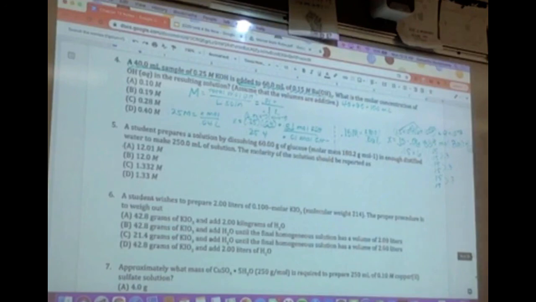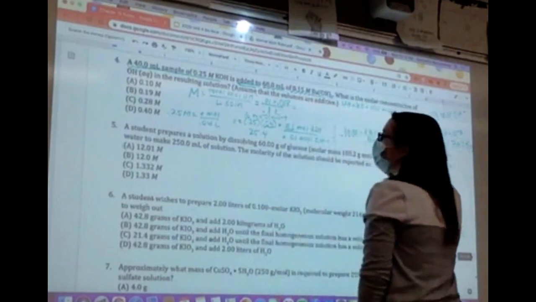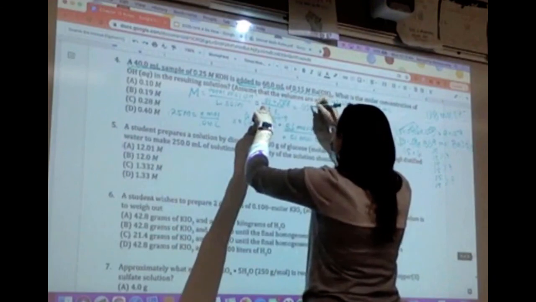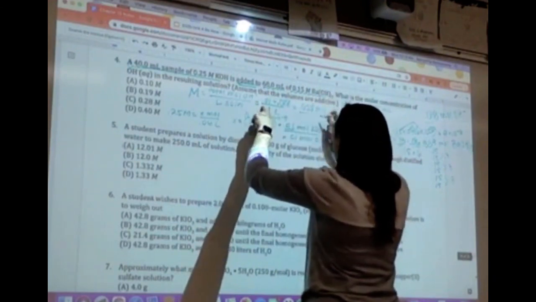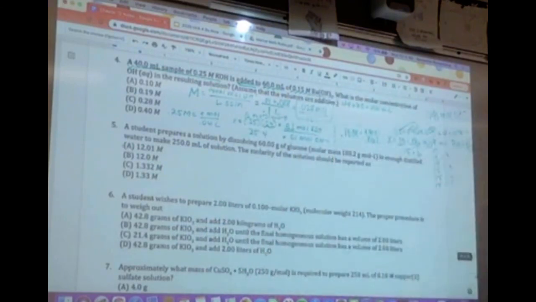We have twice as many OH minuses. So 0.009 times 2 is 0.018. Again, because there's twice as much OH, you're going to have 2 times as many moles of OH minus. So if I look at this, I have 0.01 plus 0.018 divided by 0.1 liters. So I notice that I have 0.028 divided by 0.1.